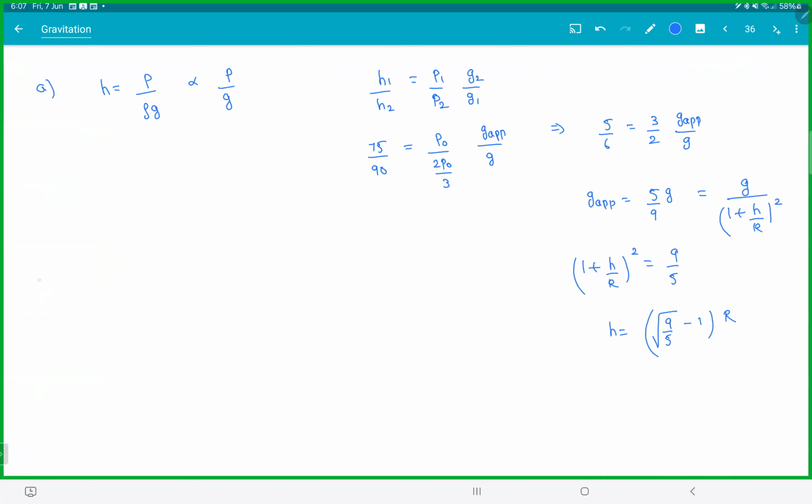Next one. The time period of a pendulum is 2 pi root over L by G. So this is proportional to 1 by root G. So if T became 3 times, that means G must have become 1 by 9. You're going into the earth, so the formula is 1 minus D by R. So depth is 8R by 9.